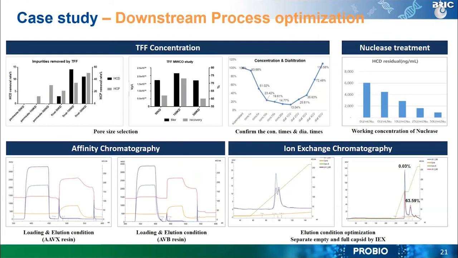AAV vector can produce a significant portion of empty capsid, devoid of transgene, at up to 95% of total particles. IEX is one of the few methods that can separate full capsid from empty. We can separate the intact AAV from the empty particles by optimizing the elution conditions.